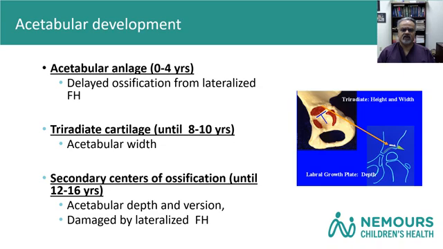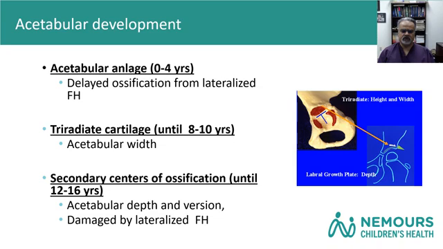As we know, acetabular development happens from three primary sources. One is the acetabular anlage, which is the cartilage around the acetabulum, and this is primarily responsible for the development of the acetabulum from 0 to 4 years of age. This can be affected if there is lateralization of the femoral head and there is not adequate stimulation of the acetabular cartilaginous anlage. We also know that the triradiate cartilage contributes to acetabular growth up until 8 to 10 years of age, and this is primarily responsible for the width of the acetabulum.